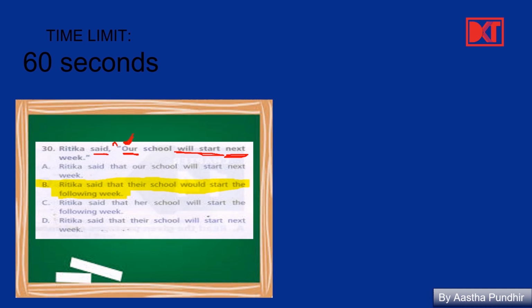Alright? Other ones, let's see. A. Pritika said that our school will start next week. Okay. Here the pronoun has not changed. The tense has not been back shifted. The expression of time, next week, has not changed. Okay. C. Here it is "her". Now "her" is incorrect because here it is "our", so "our" will get converted to "their". If here instead of "our" it were "my", then we would use "her". But here it is "our", it is plural, so that will be converted to "their".